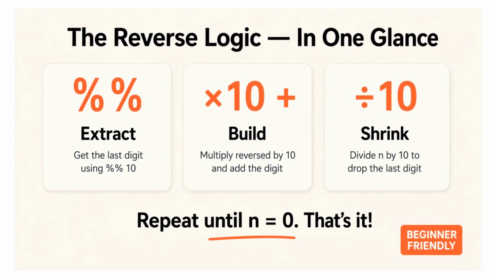All right, let me wrap this all up in one simple picture so it sticks in your brain. Reversing a number in C comes down to just 3 operations, repeating in a loop. Extract, use the modulus operator to grab the last digit. Build, multiply the reverse number by 10 and add the new digit to the end. Shrink, divide the original number by 10 to chop off the last digit. Repeat these 3 steps until the number becomes 0. And that's it. That's the entire logic. No magic, no complicated math, just 3 lines working together in harmony.